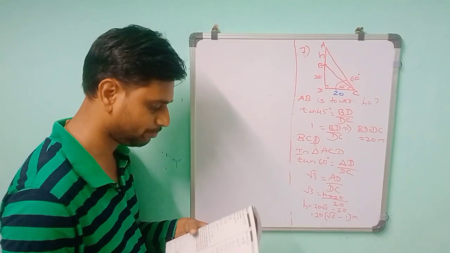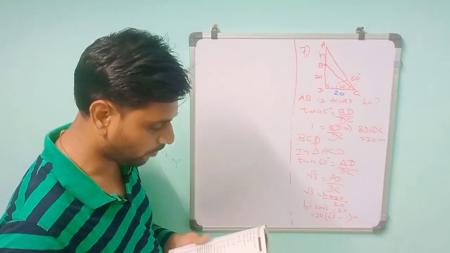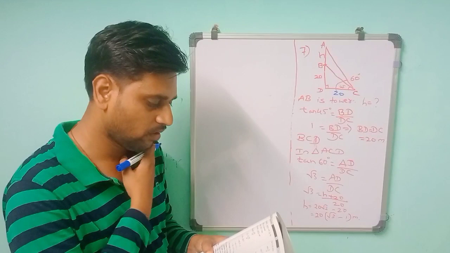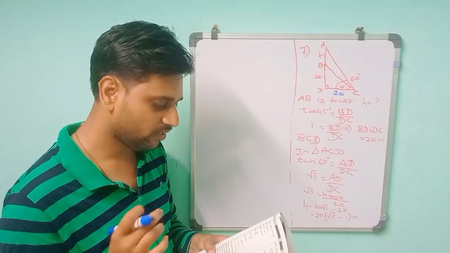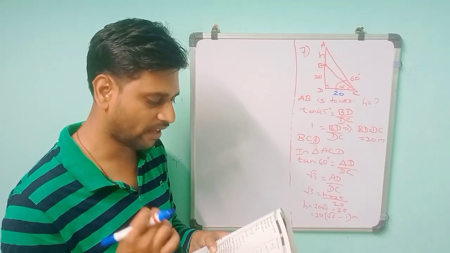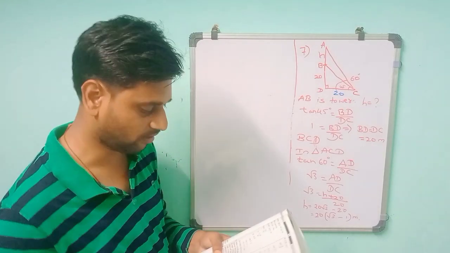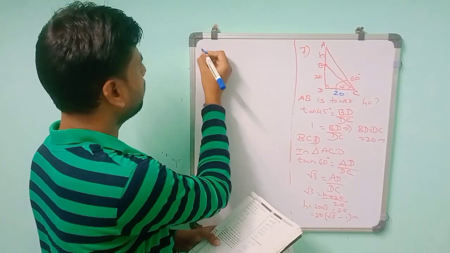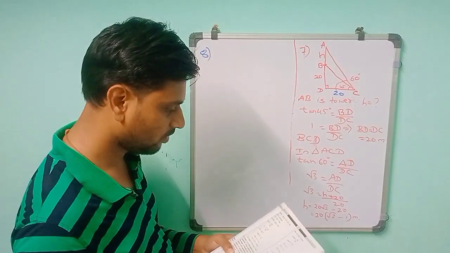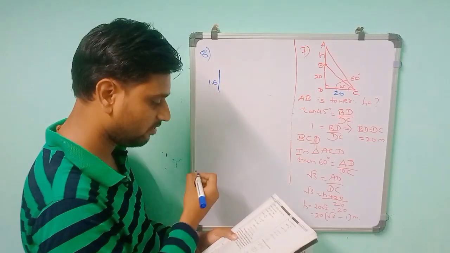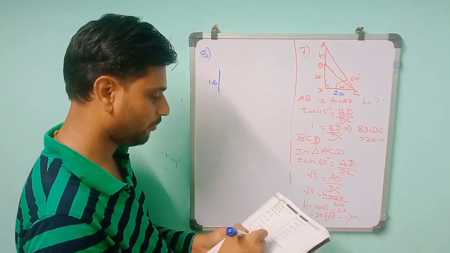Eighth problem. A statue 1.6 meter tall stands on the top of a pedestal. From a point on the ground, the angle of elevation of the top of the statue is 60 degree, and from the same point, the angle of elevation of the top of the pedestal is 45 degree. Find the height of the pedestal. So this one, eighth one. A statue height is 1.6 meter. This is the height of that statue.